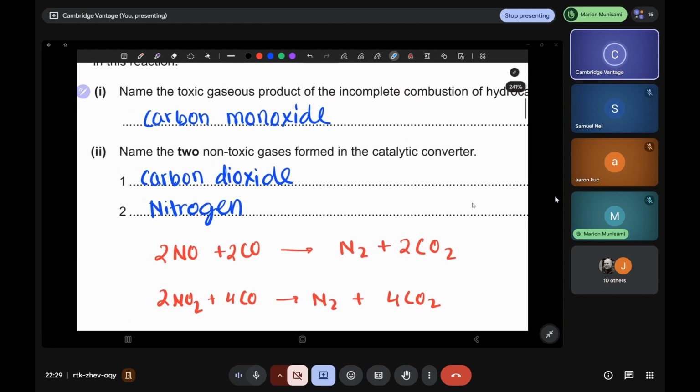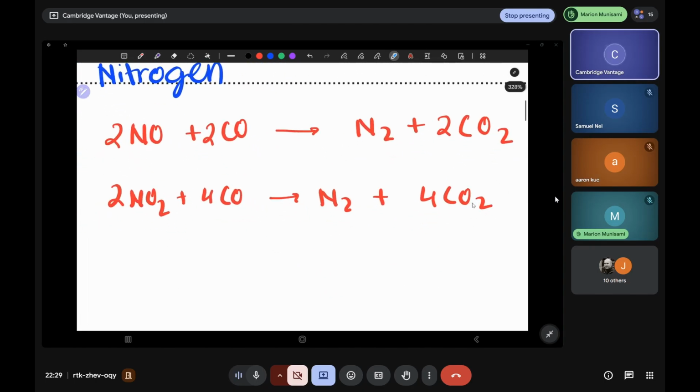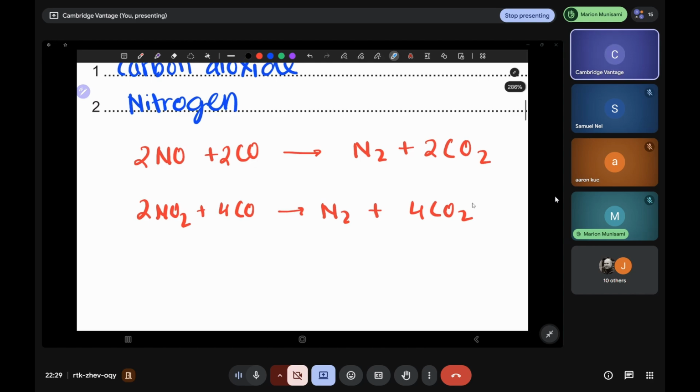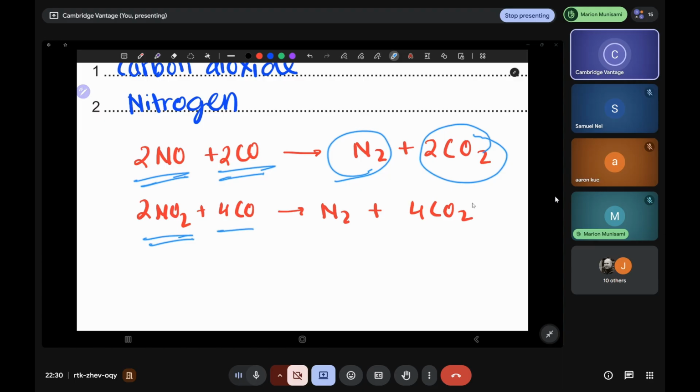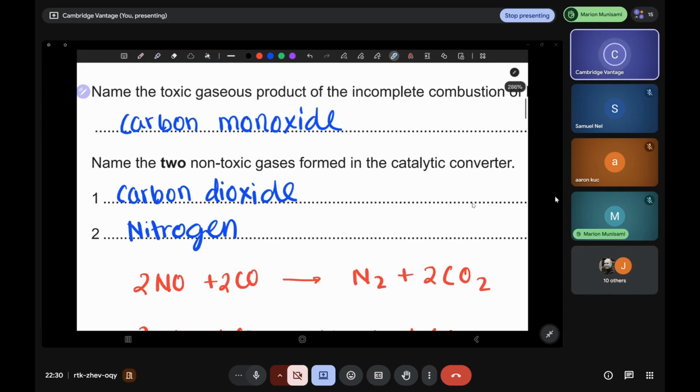And then name the two non-toxic gases formed in the catalytic converter. So I have written down the two equations that you should know for the catalytic converter. One of them is nitrogen monoxide reacting with carbon monoxide to give you nitrogen and carbon dioxide. The other one is nitrogen dioxide reacting with carbon monoxide to give you nitrogen and carbon dioxide. So in both cases we see that the non-toxic gases being produced are nitrogen and carbon dioxide. So over here you should write down carbon dioxide and nitrogen.